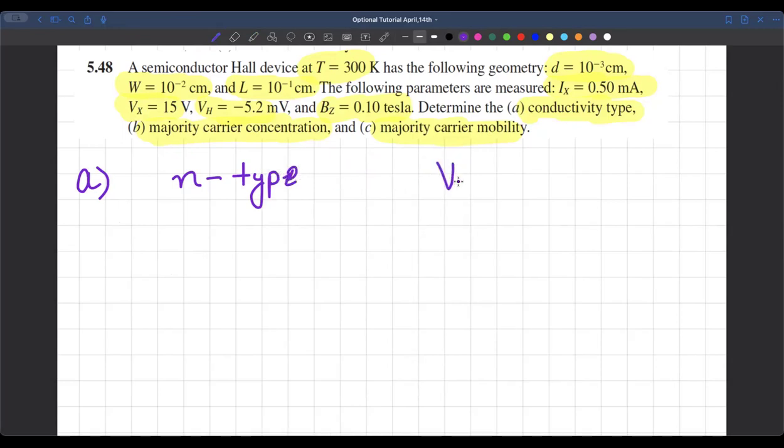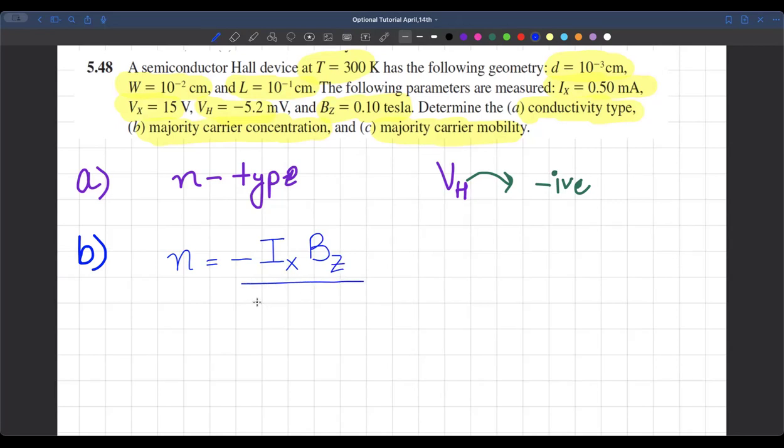VH is negative. Okay, it's going to be n-type, that's for sure. And majority carrier concentration, that is n, right? Just go back and see the formula. I have the formula with me, so it's just plugging in the values. There is a negative sign, if you remember, because VH itself is negative, so this will turn out to be positive and get multiplied by Bz, and here q, d, and VH. So just plug in the values.